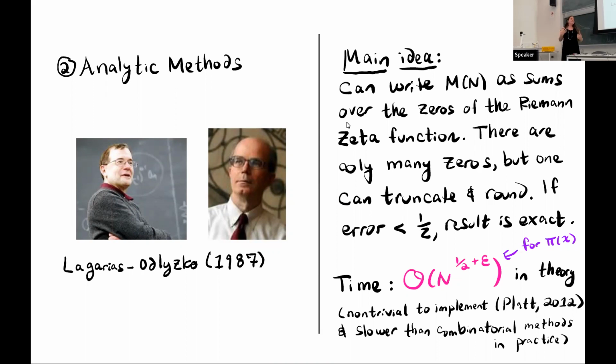But in reality, this is maybe not the friendliest algorithm for computers to handle. In fact, it's only been implemented for pi of x, the prime counting function, not for the Mertens function. This was done by Platt in 2012, and it was really non-trivial to implement. The other thing is it turns out to be slower than combinatorial methods in practice. What this means is that the big O constant is probably big enough that it throws things off, even though theoretically it looks a lot better. But in the range that we're computing, that big O constant matters.